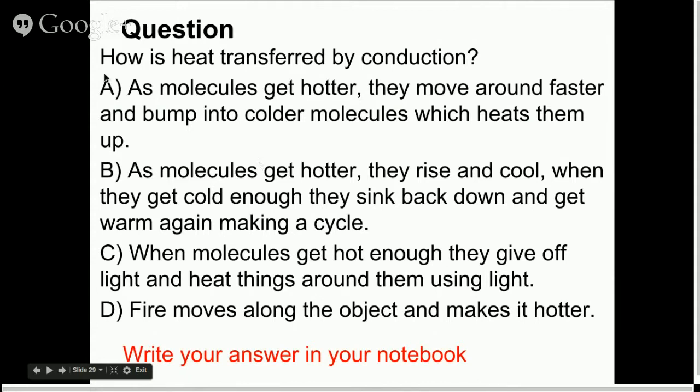The correct answer is A. Molecules bump into other molecules. It's not that the fire is actually moving along the object. The fire is heating up the molecules, which bump into other molecules.